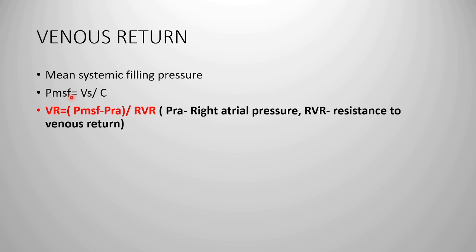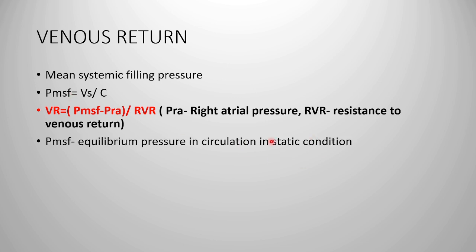Mean systemic filling pressure is actually the equilibrium pressure in circulation in static conditions. If you were to stop flow for a while, then there will be a mean pressure on the whole of the venous side. There will be one equilibrium pressure, that is the systemic filling pressure. And also we should know that CVP is taken as a surrogate of right atrial pressure. Here we are depicting that the mean systemic filling pressure depends upon stressed volume divided by the compliance. CVP at zero flow actually is mean systemic filling pressure.